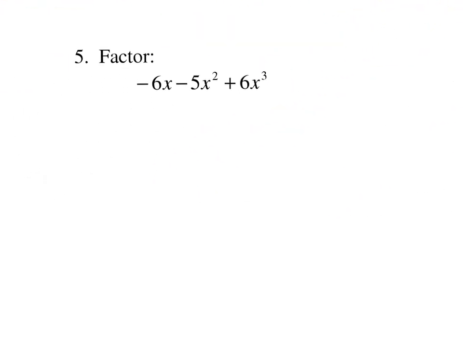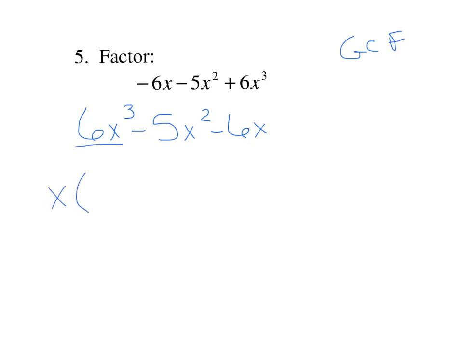Number 5. Always looking for GCF first, but when I look across this, I see these are not in the right order. They should be in descending order. So that's the first thing I'm going to do. Highest exponent down to lowest exponent. And then look for GCF, which in this case is x. So when I divide these all by x, I have 6x squared minus 5x minus 6.